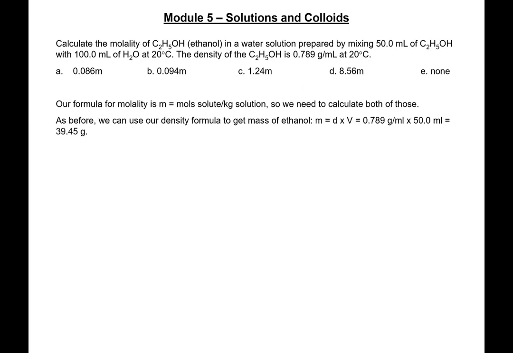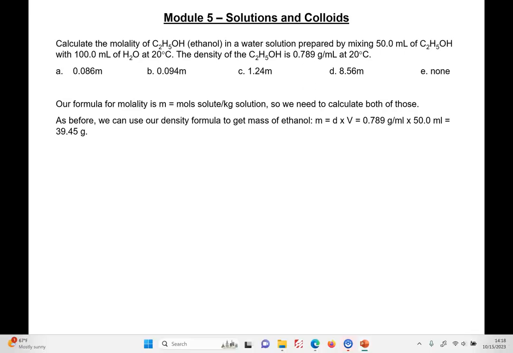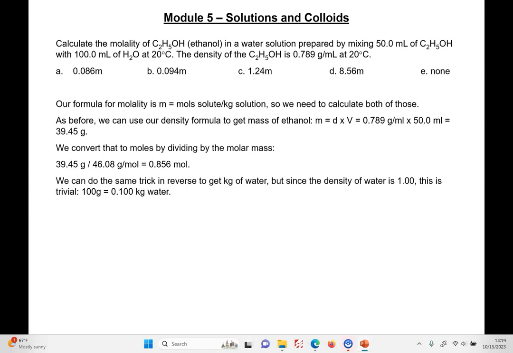So as before, we can use our density formula to get mass of ethanol. The mass would be the density times the volume. We know the density. They give us the volume of 50 milliliters. So I get a mass of 39.45 grams. And this allows us to convert to moles by dividing by the molar mass. So we get 0.856 moles.